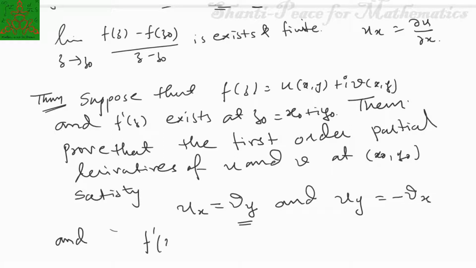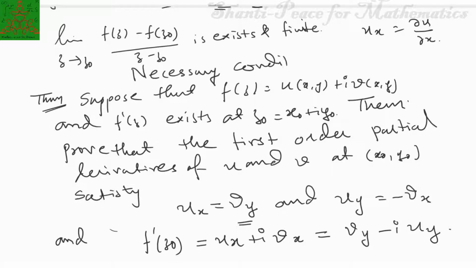And f dash of z0, that is the derivative at z0, can be computed as u_x plus i v_x, or this is also equivalent to v_y minus i u_y. So this is the necessary condition for differentiability. That means if the function is differentiable, then it has to satisfy these two equations, and these two equations are very well known in complex analysis. It is called the CR equations.